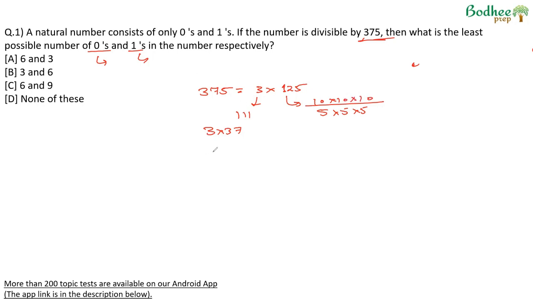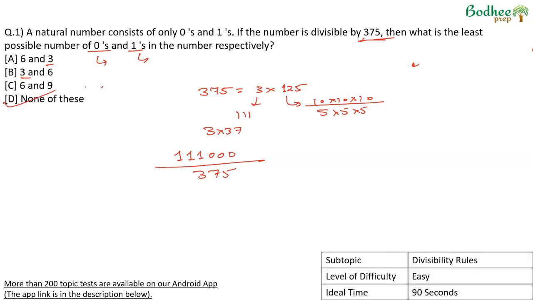So if we have a number which is 111000, this comprises of only ones and zeros. 111 will be divisible by 3 and 1000 will be divisible by 125. So 111000 will be divisible by 375. What is the minimum number of zeros and ones? It can have 3 zeros and 3 ones, and therefore none of these becomes the answer.